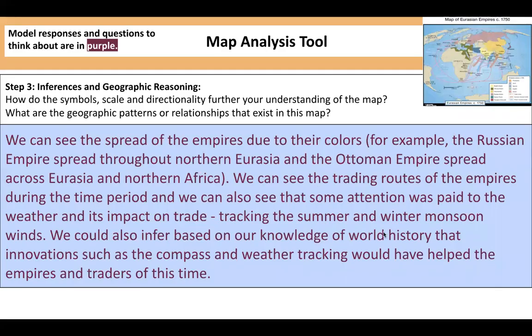So what I wrote to try to put everything together here is we can see the spread of empires due to their colors, and the example of the Russian Empire and Ottoman Empire. And we also see the importance of the trading routes to the empires and how they track the monsoon winds. So all of this is just coming from us looking at the map and then trying to connect it to our previous knowledge.